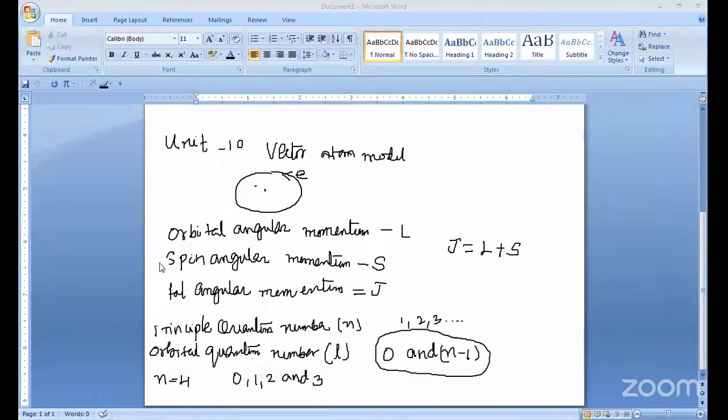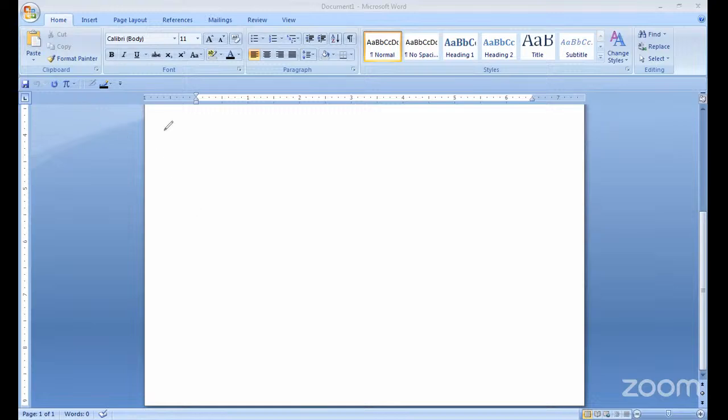Now, as I told, for n equal to 4 it can take 0, 1, 2, 3. The orbital quantum number is represented with l, and the orbital angular momentum is represented with p_l. The orbital angular momentum p_l of the electron is given by p_l is equal to l into h by 2 pi.